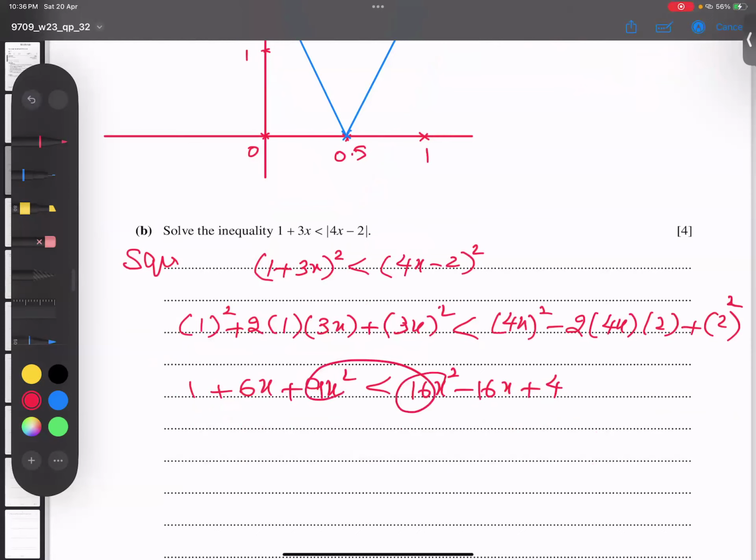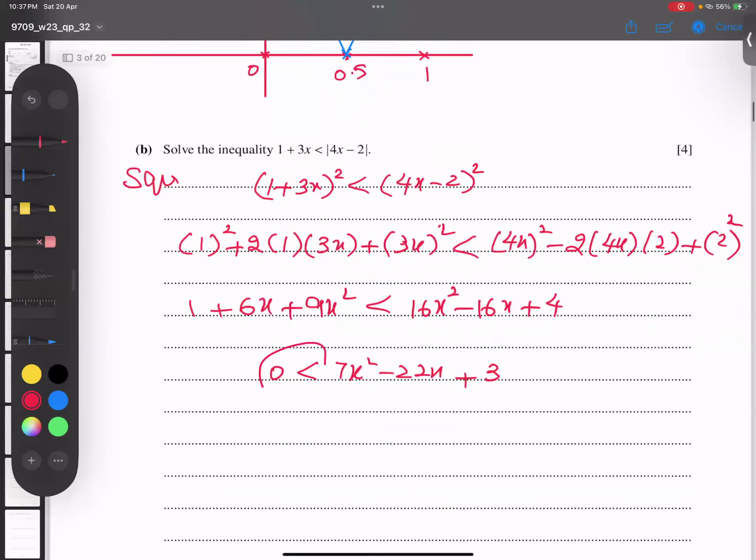Out of 16, 9 is gone. It is giving us 7. So I get here 7x to power 2. 16 comes here, I get -22x. 1 comes here, I get +3. So you can write it like this, students, or you write it like this, both are the same.